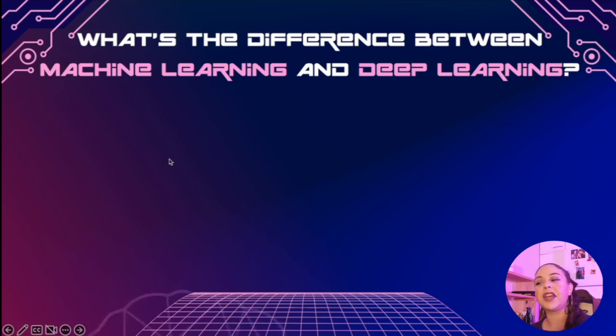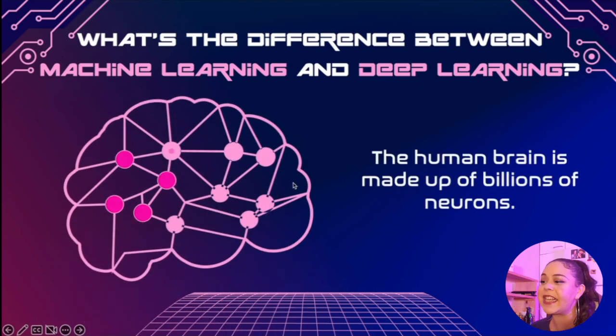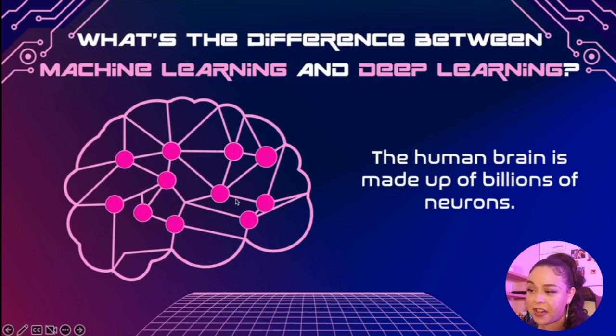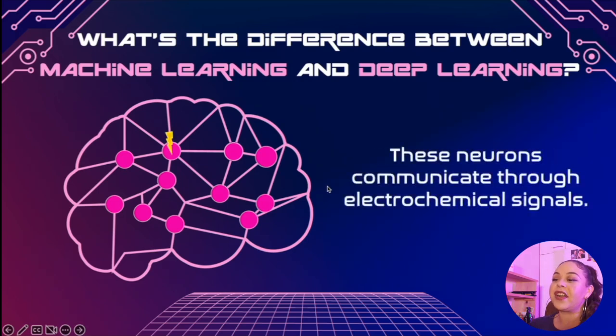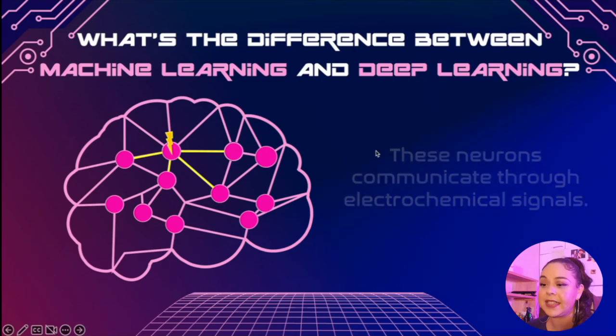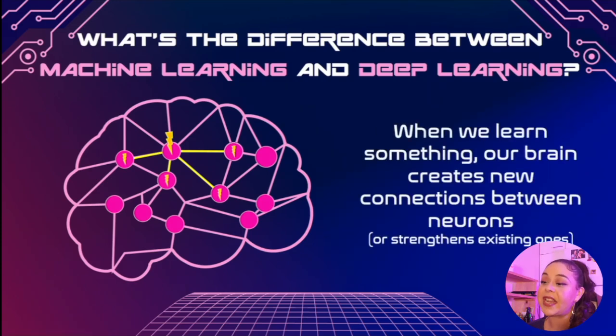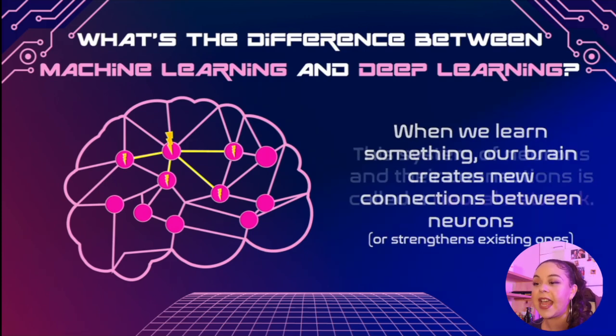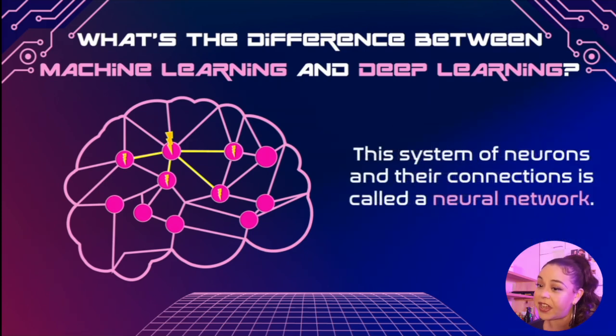So let's take a look at your brain. The human brain is made up of billions of neurons. Here's just a simplified example using just a few neurons. These neurons communicate through electrochemical signals. So here we can see that there's an input and now it's sending a signal to other neurons. When we learn something, our brain creates new connections between neurons or strengthens existing ones. And this system of neurons and their connections is called a neural network.